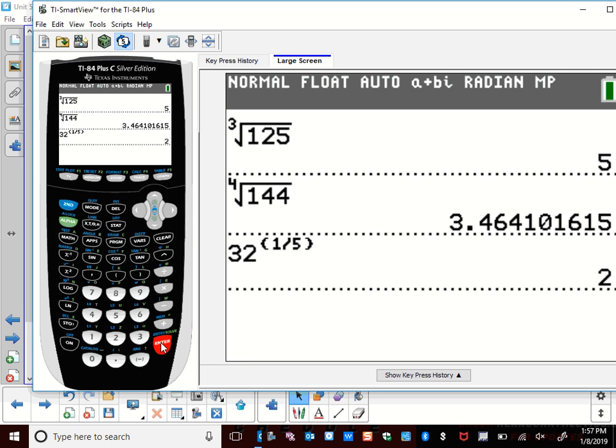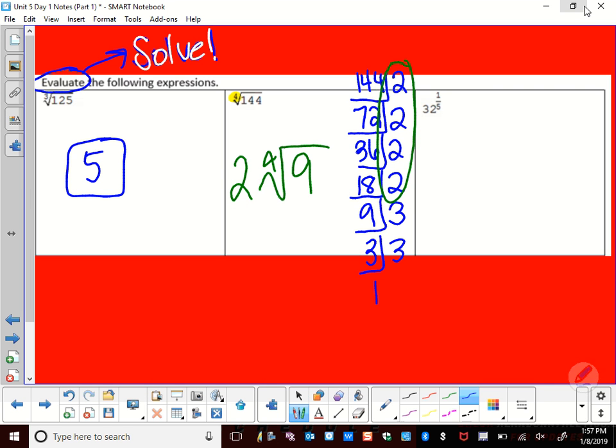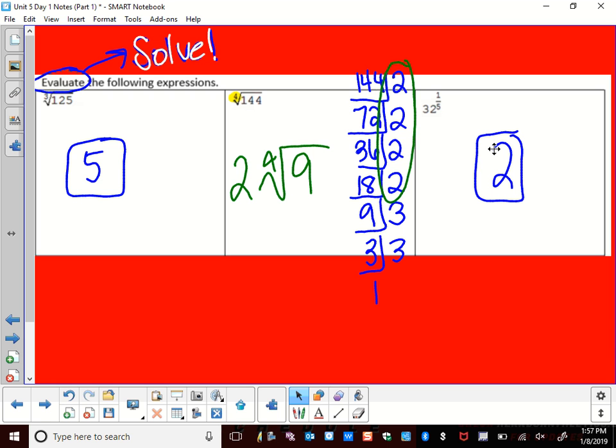If you have one of the really new calculators, it may let you do it without parentheses. But in this case, go ahead and do it. It doesn't hurt. You may get different answers eventually. So 32 to the power of 1/5 is 2. When it says evaluate, you just need to plug it in. If you get a decimal, well then you know you have something to do. You have to do your factor ladder.